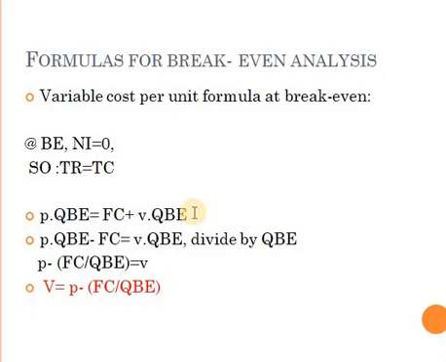Then I will get the fixed cost to the other part of the equation. So P times Q at break-even minus FC equals to small v times Q at break-even. We notice that we have Q at break-even at both sides, so we'll divide by Q at break-even. I will have P minus FC over QBE, and at the right side I only have V, so this is the equation for the variable cost. V equals P minus FC over QBE.